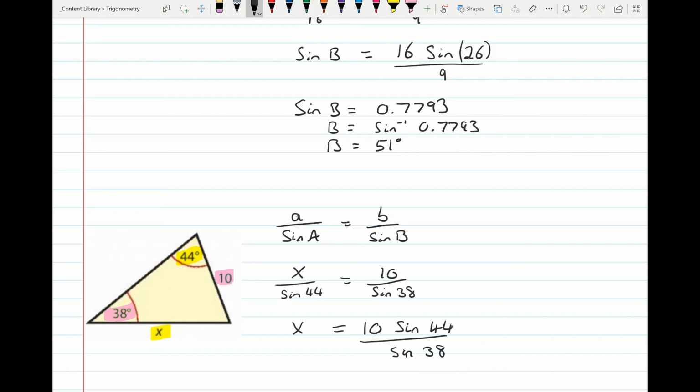When putting that into the calculator, you need to put those angles in brackets or it'll give you an error. All of that will come out to be x equals 11.283, and you can round that off to 11.28. That's been using the sine rule. I hope you found that useful.